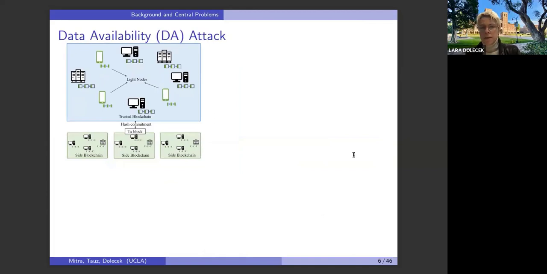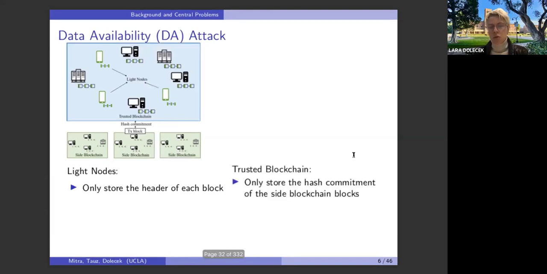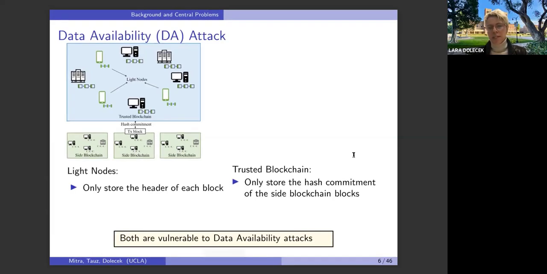Now, there is a problem with these alternative architectures. As you can imagine, they solve one problem, but they may introduce a different type of problem. One problem that has received a lot of attention is the issue of data availability. This issue is known as the data availability attack and can be described as follows. Light nodes, which we introduced to remove some of the burden of storage, store only the header of each block, and the trusted blockchain only stores the hash commitment of the side blockchains. They are both vulnerable to data availability attacks, which I will describe next.